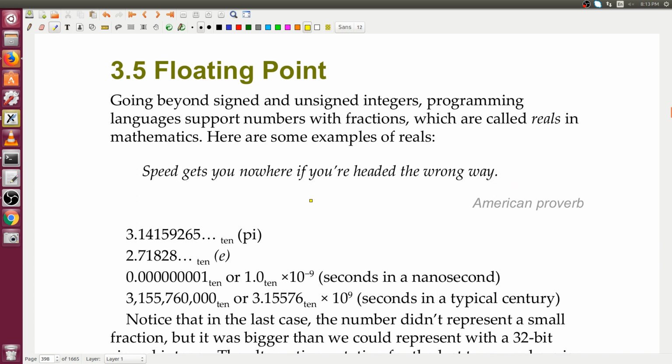So we can look at some Verilog code at the end of today. So going beyond signed and unsigned integers, programming languages support numbers with fractions called reals. So basically what we're saying here is, like the first computer, EDVAC, the first stored program computer, EDVAC, was designed to calculate things like ballistic artillery tables for the U.S. Army Ordnance Office. So from the beginning of computers, we've wanted to do floating point math.